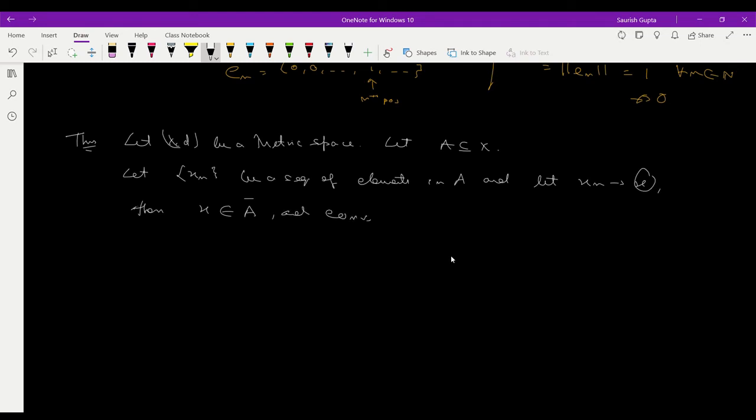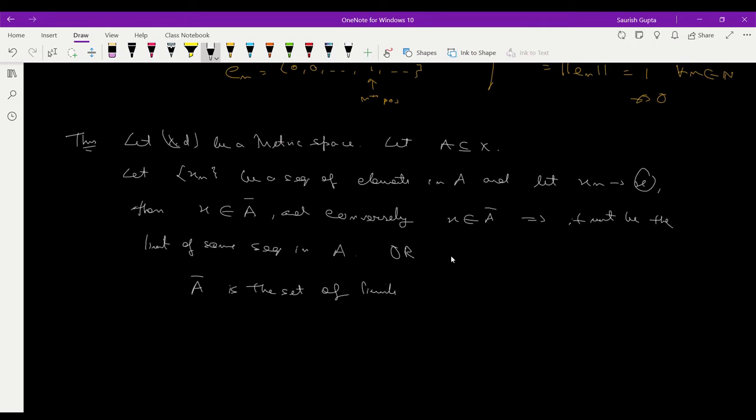And conversely, X belongs to A closure implies it must be the limit of some sequence in A. So in very simple words, A closure is the set of limits of sequences in A. That is, if you take any sequence in A, if it converges to some number, that number belongs to the closure of A, and every element in the closure of A is the limit of some sequence in A. Okay, is it clear? It's very simple, right?